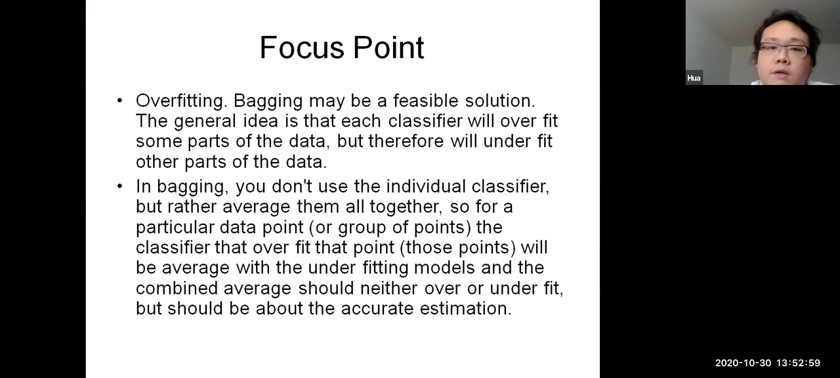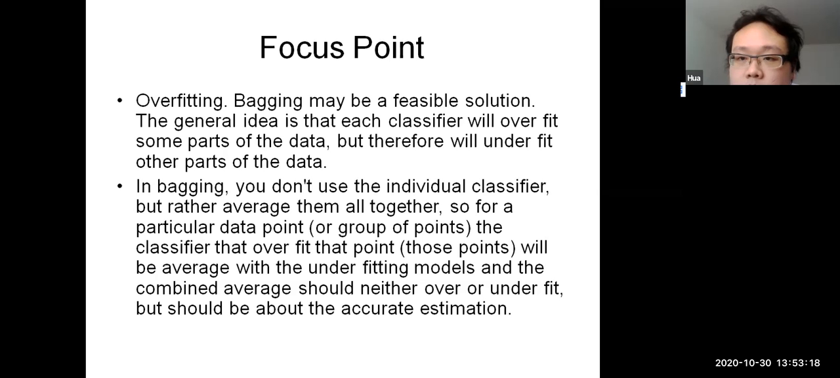Yeah, so overfitting is also one of the issues in our model currently. As this slide tells us, bagging can be a feasible solution. It is used to average all the models.